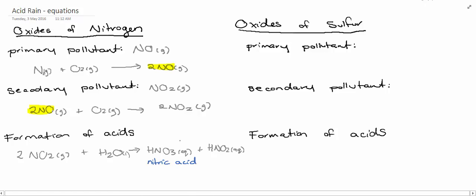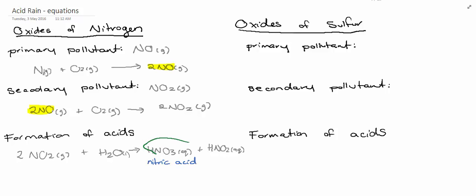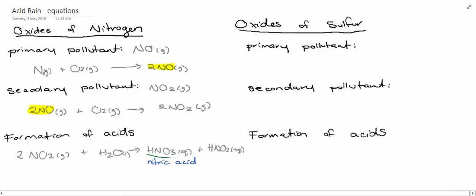Okay, and so what you want to take note of in this situation is that it is the nitric acid that we are considering when we're talking about acid rain, because it is a strong acid, and therefore it ionises completely, having the greatest influence on pH.